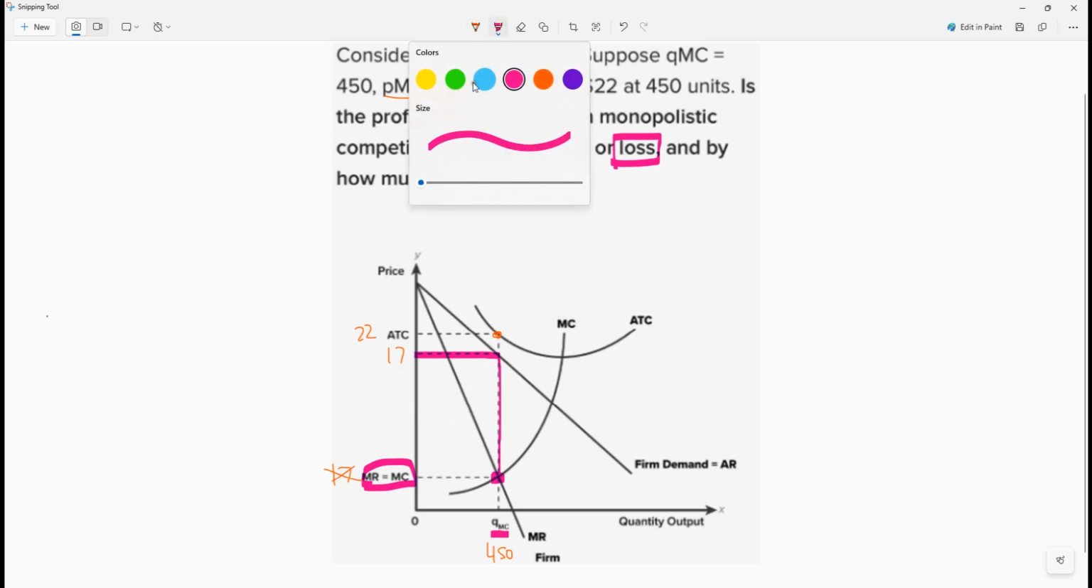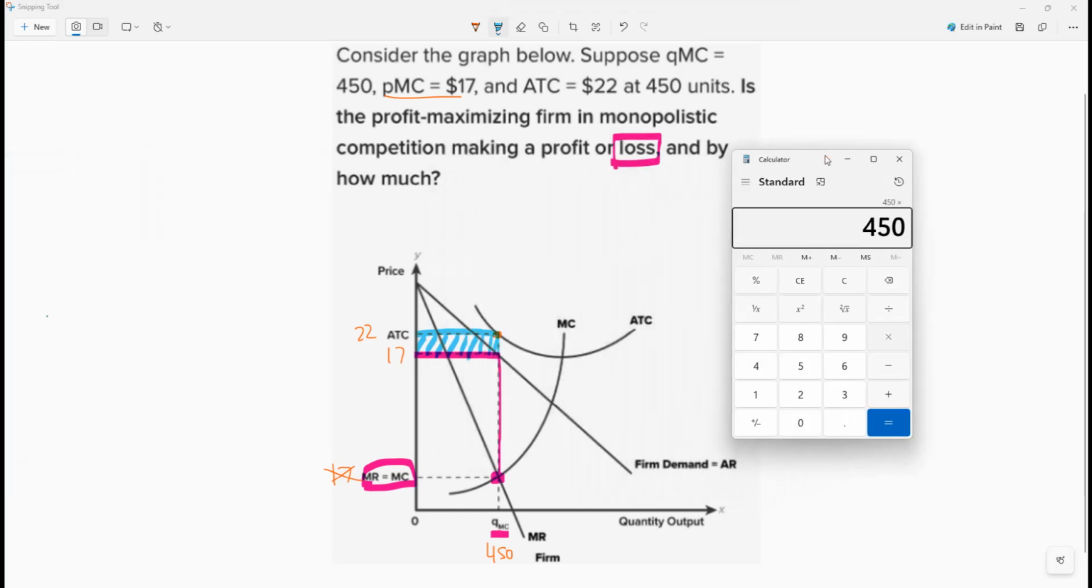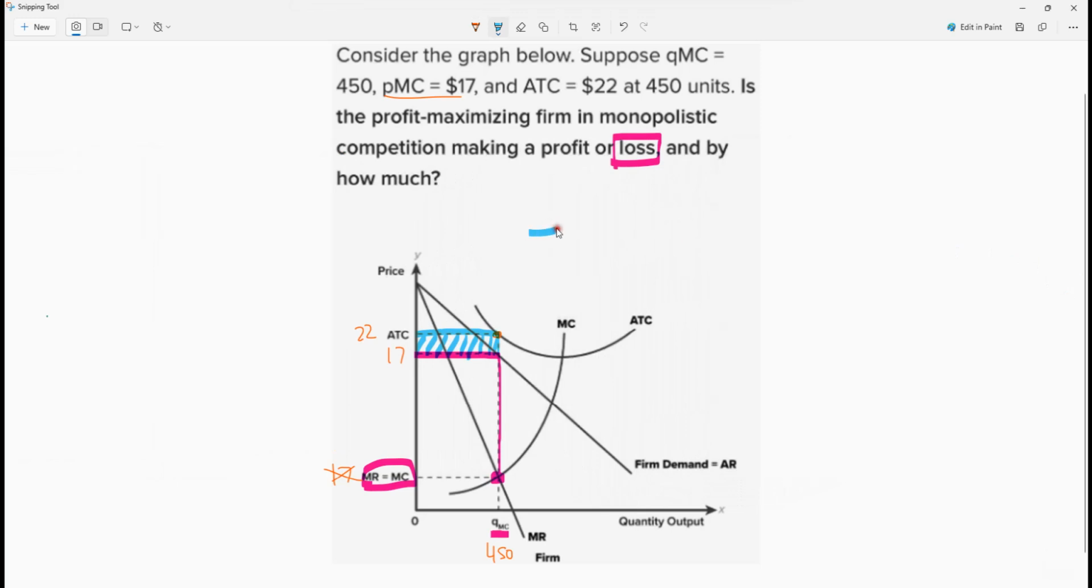And actually, regardless of any type of graph that you have, the per unit loss is the difference between average total cost and the price. So whatever the difference between this and this is, that's your loss. So in this case, it's going to be 5. And so we'll lose $5 on however many units we sell, which is 450. So let me pull up the calculator real quick. And that's our answer, 450 times 5. So I'm going to lose $2,250. So that's how to figure out the total loss.